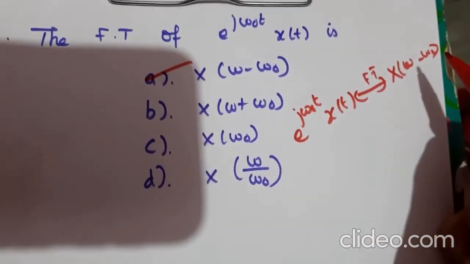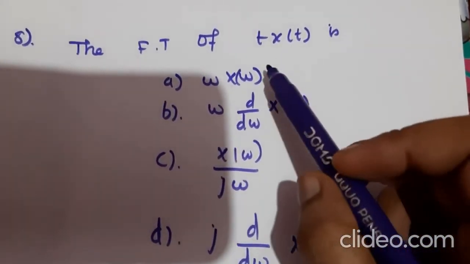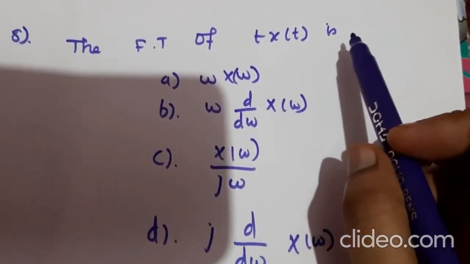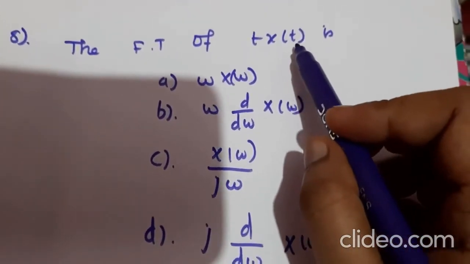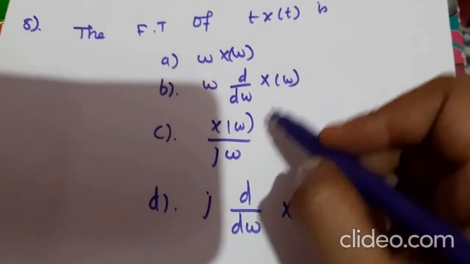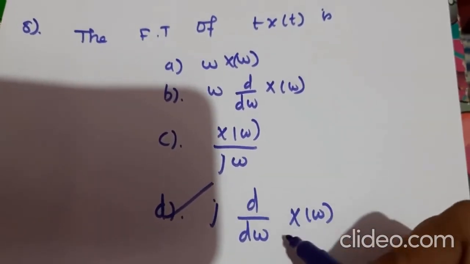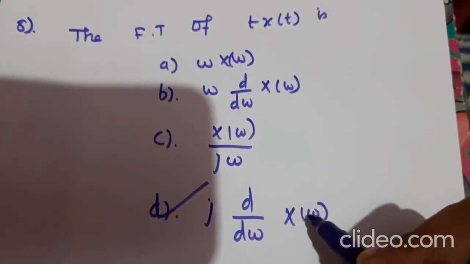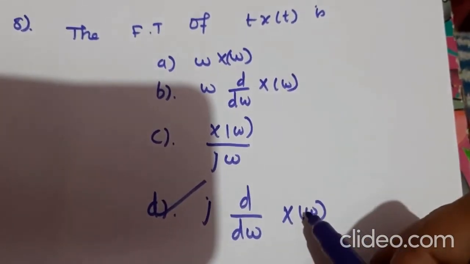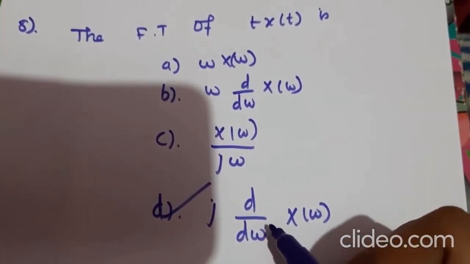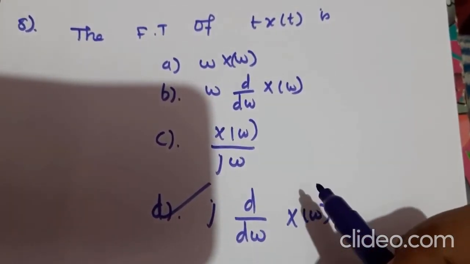A is the answer. Eighth question, the Fourier transform of t into x of t is, so for the multiplication of a signal with t, we will get D as the answer. j into the differentiation of the Fourier transform of this x of t with respect to omega. So here the answer is D.